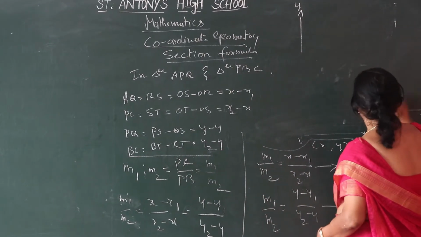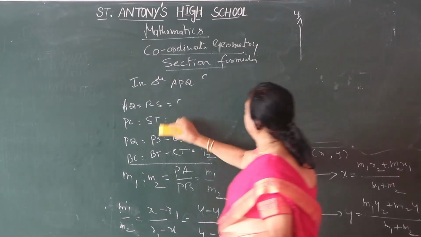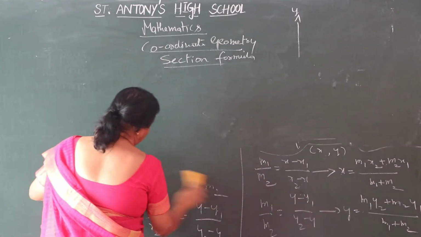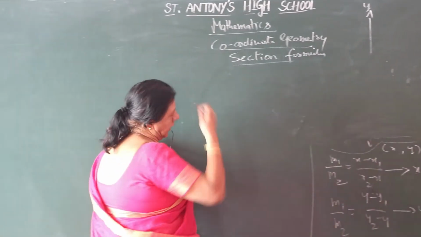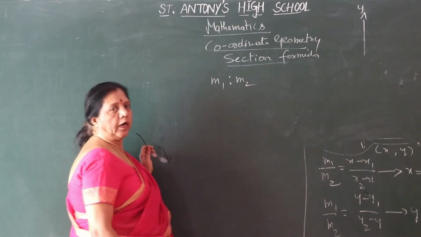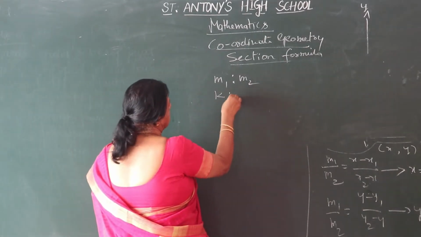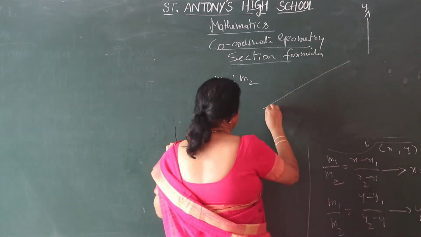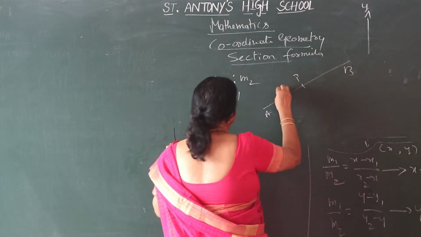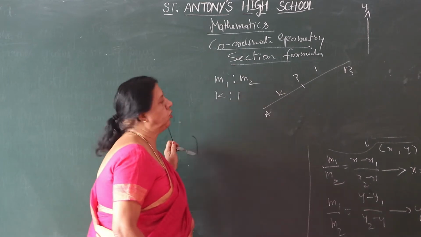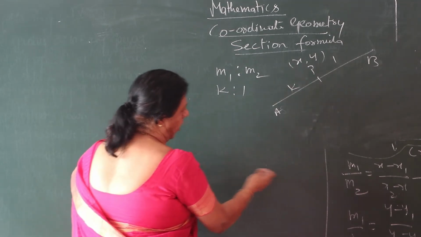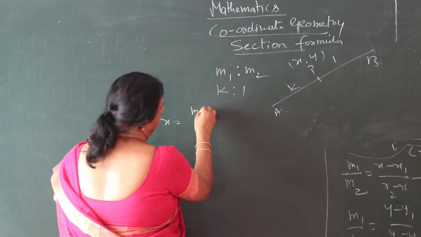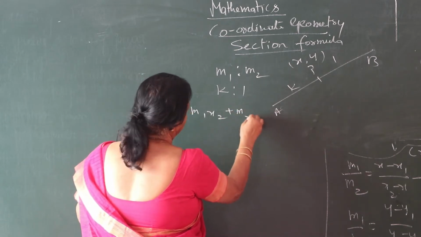Now let us pass on to another technique. I will tell you. Now the ratio is M1 is to M2. Correct, children? Suppose the ratio is K is to 1. Suppose you take for example AB is a segment, T is a point. This ratio is K is to 1. This is X and Y. Take for example the X point. So X is equal to M1, X2 plus M2, X1.